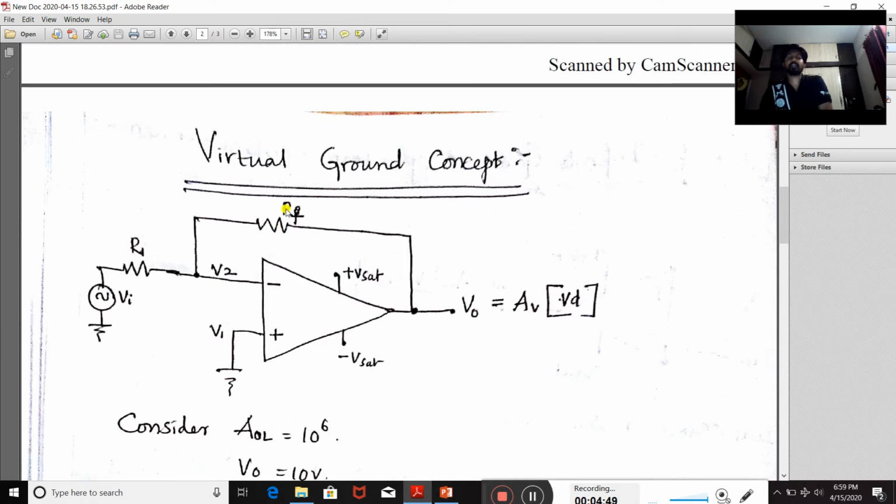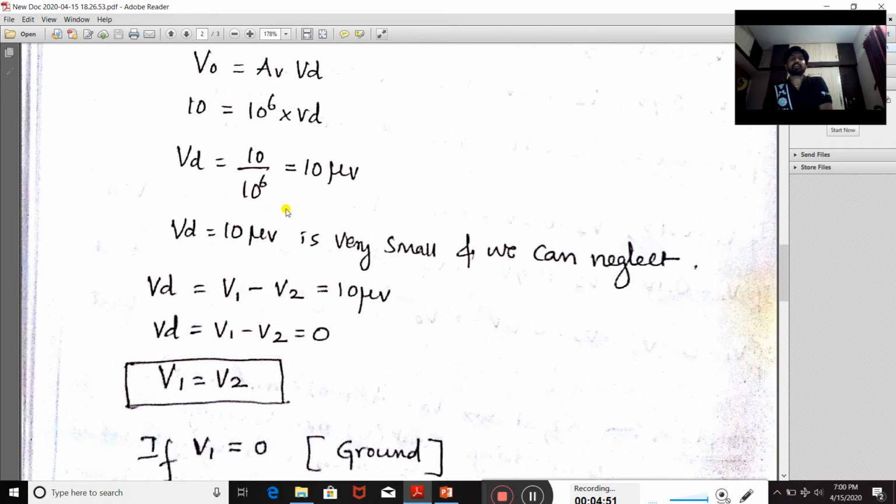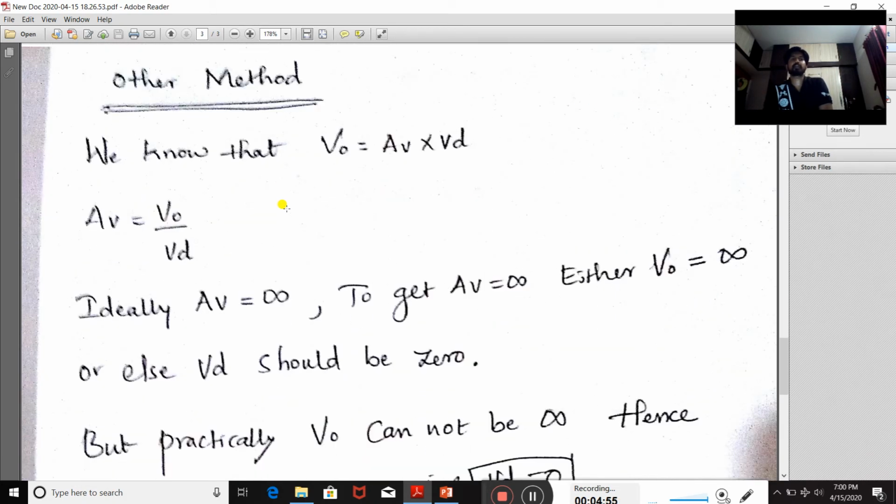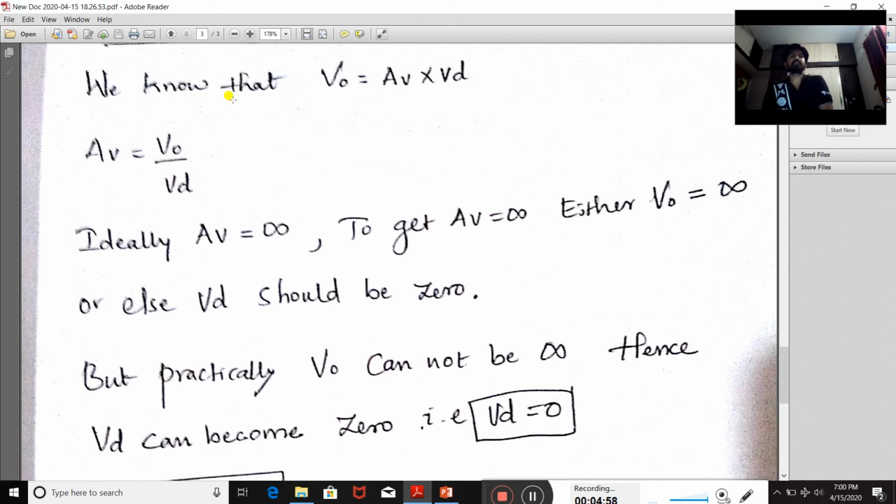This can be explained in another way also. Let me explain that also. See here, the other method. As we know, V0 is gain into differential voltage. If you rearrange this equation, AV is equal to V0 by VD. As we have studied, the open loop gain of the operational amplifier is infinite. So to get AV equal to infinite, either V0 should become infinite or VD should become 0.